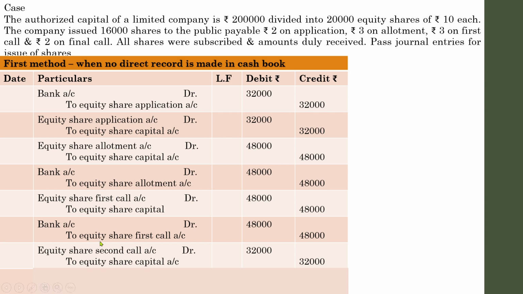And finally the bank entry, bank account debited to equity share second and final call, the same amount 32,000. Since there are no issues with regard to advance payment or refund or calls in arrears or calls in advance, all the amounts will be the same. That is, due entry and bank entry will be the same. So the narration with regard to this entry is being share second and final call, money received on 16,000 shares at rupees 2 per share.